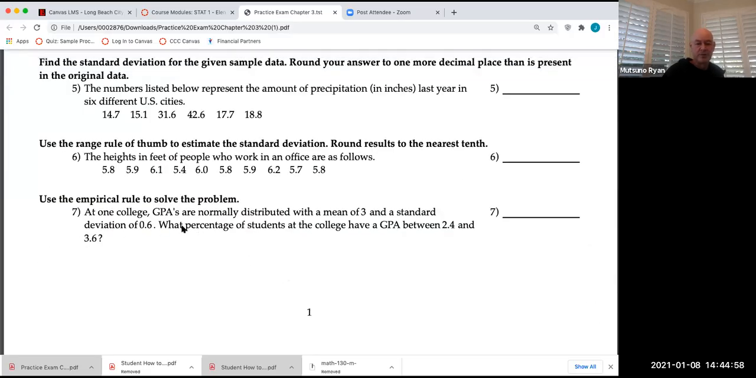So we're going to use the empirical rule to solve this problem. At one college, GPAs are normally distributed with a mean of 3 and a standard deviation of 0.6. What percentage of students at the college have a GPA between 2.4 and 3.6? So let's go back.